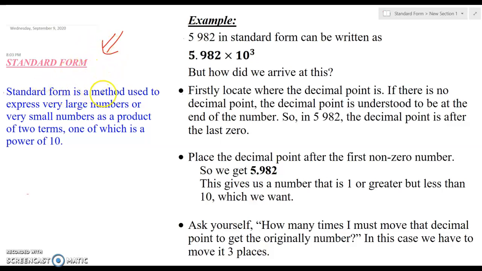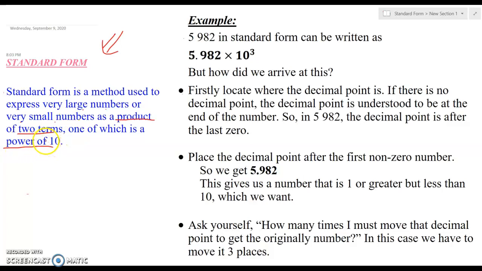So standard form is a method used to express very large numbers or very small numbers as a product of two terms, one of which is a power of 10. So let's read over. It is a method used to express very large and very small numbers as a product of two terms. What does product mean? Product means multiply, one of which is a power of 10.